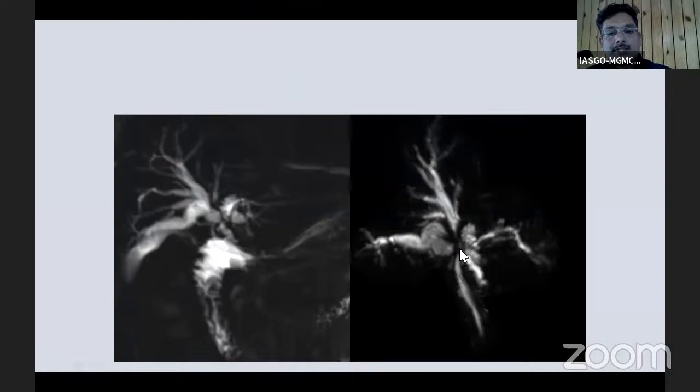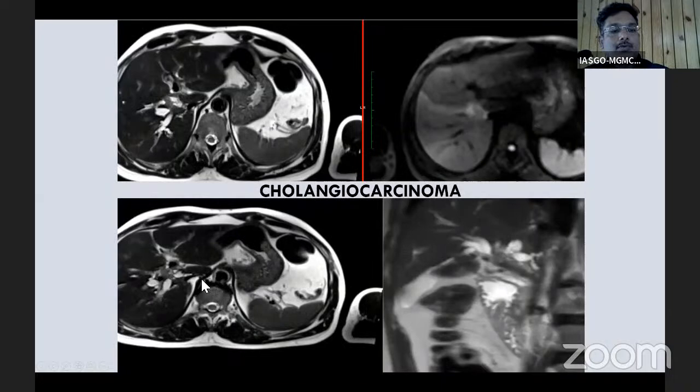This is a case in which there is an obstruction in the hilum with separation of the right and left hepatic ducts. There is also separation at the right secondary biliary confluence. And on T2-weighted images, you can see the mass sitting there.